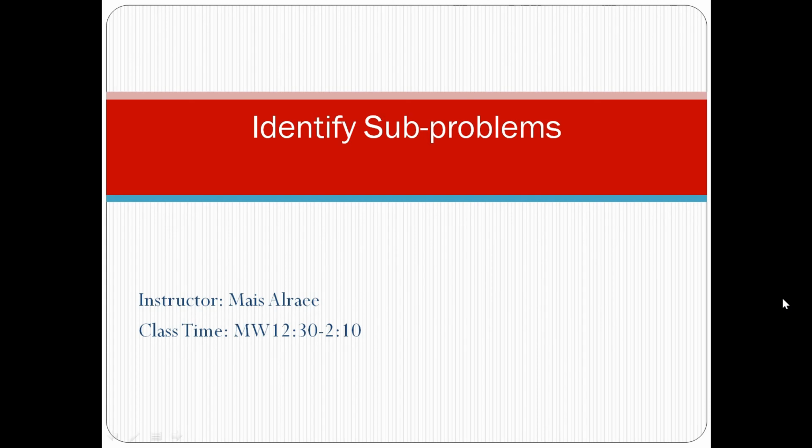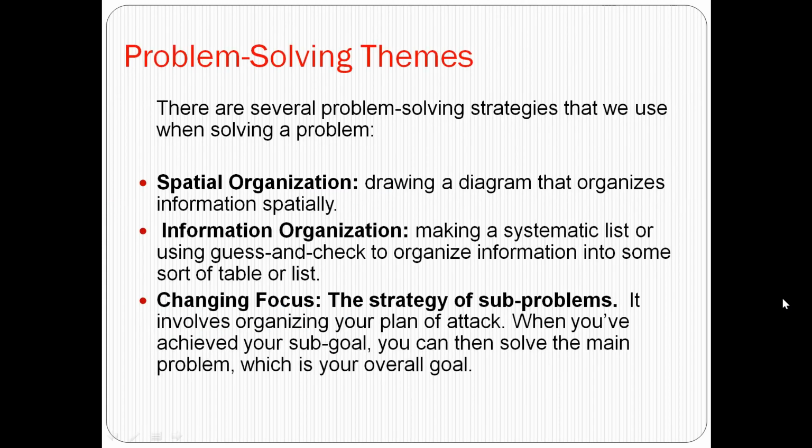Up till now, we covered two themes of problem solving. The first one was spatial organization. Under that theme, we learned how to draw a diagram and organize our information visually. The second theme was information organization. And under that theme, we learned how to do a guess and check method and how to organize our information using tables and lists. The third theme is called changing focus.